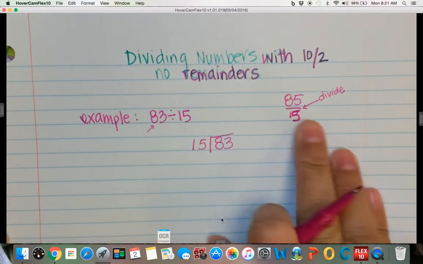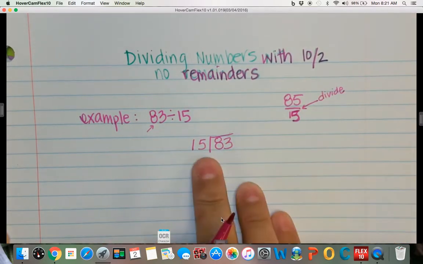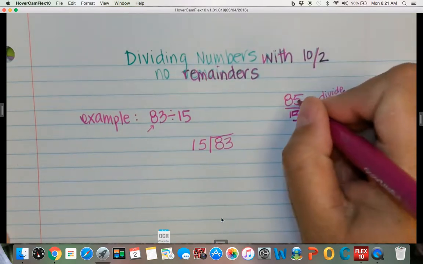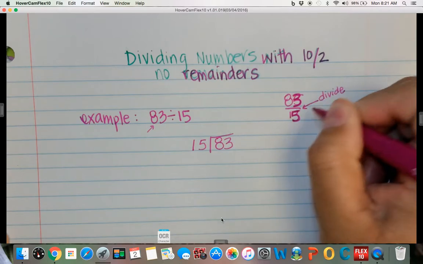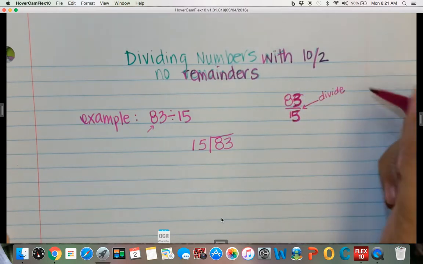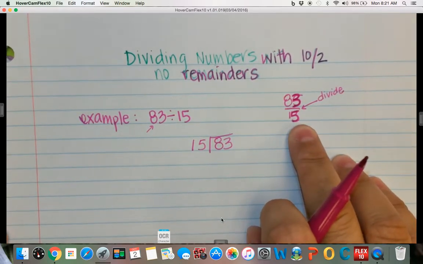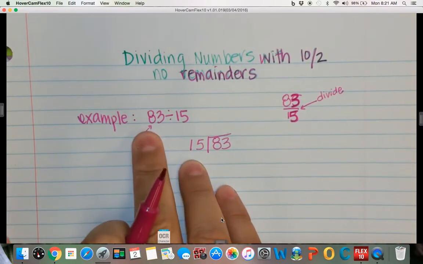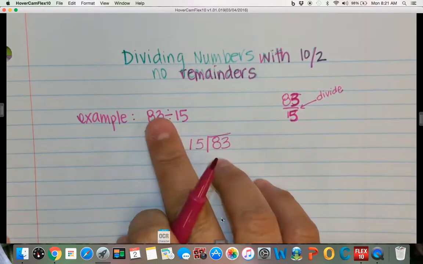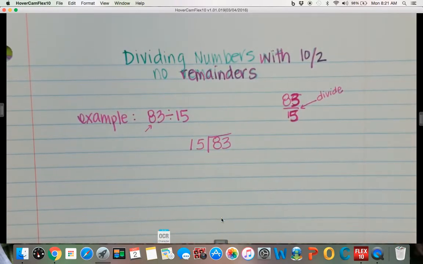So if I were to write this as a division sentence, it looks exactly like, oh man, I keep putting 85 instead of 83. Okay, sorry, can you see that? 83 over 15 is the same as this, and it is the same as this. All three of these are exactly the same, written differently.